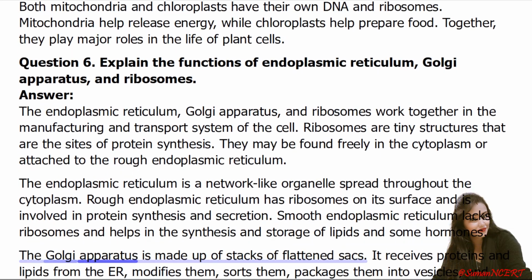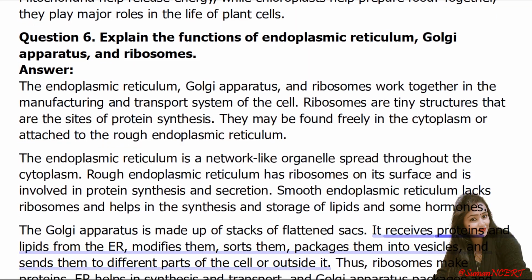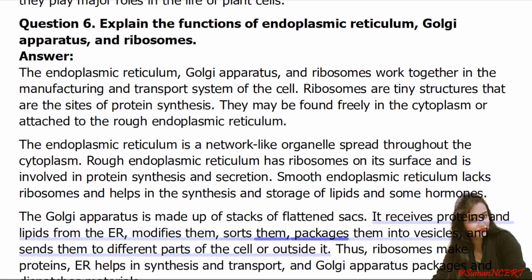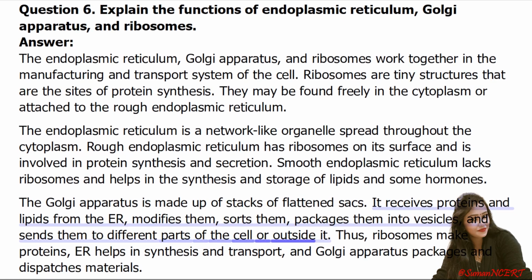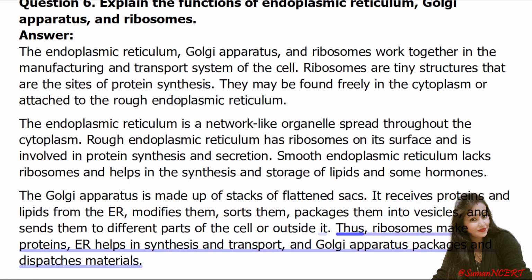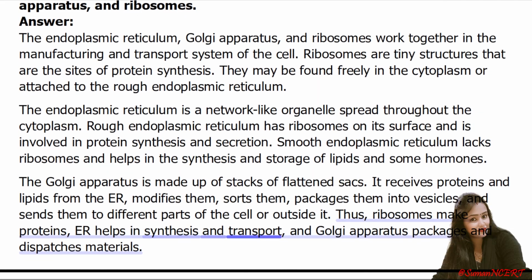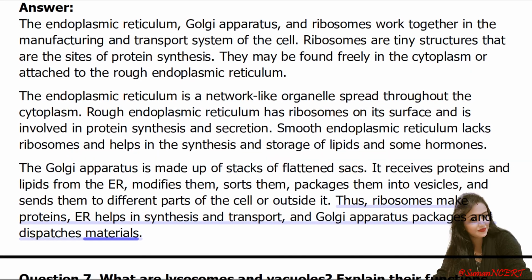The Golgi apparatus is made up of stacks of flattened sacs. It receives proteins and lipids from the ER, modifies them, sorts them, packages them into vesicles, and sends them to different parts of the cell or outside it. Thus, ribosomes make proteins, ER helps in synthesis and transport, and Golgi apparatus packages and dispatches materials.